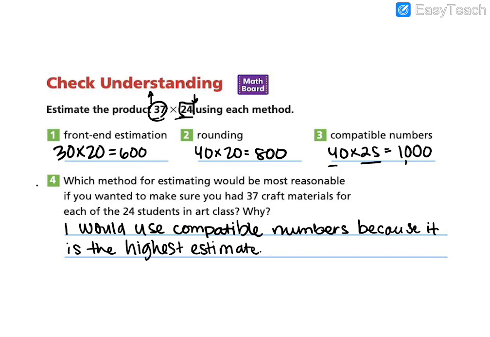Which method would be the most reasonable if you want to make sure you had 37 craft materials for each student? I would use compatible numbers because it's the highest estimate. If I'm going to use this number to go out and buy materials, I want to make sure I have enough and I'm not estimating too low.